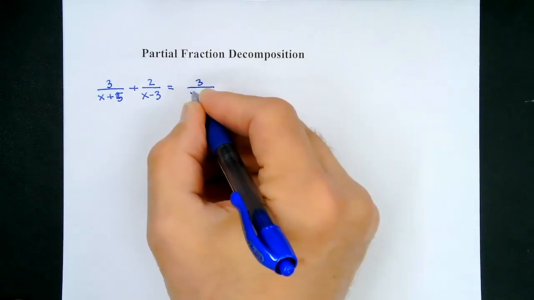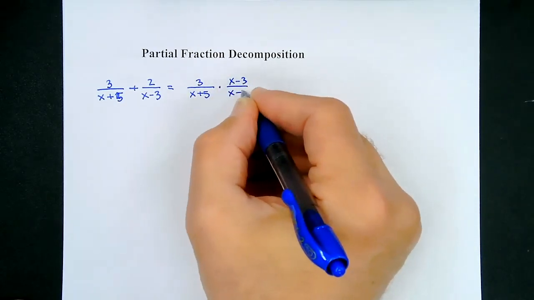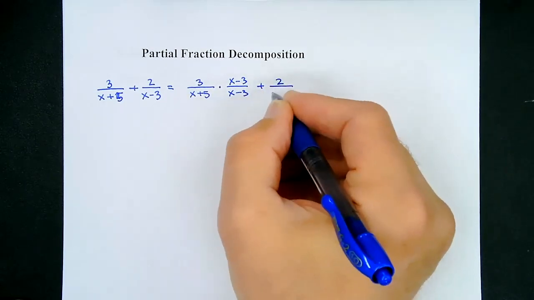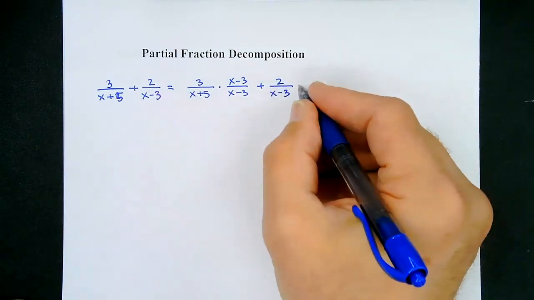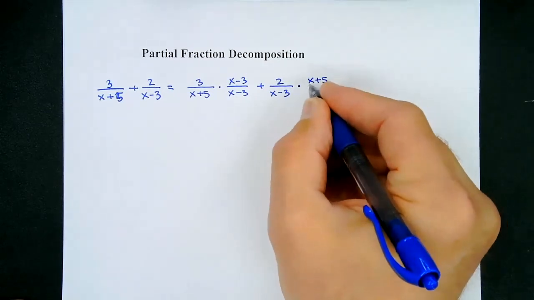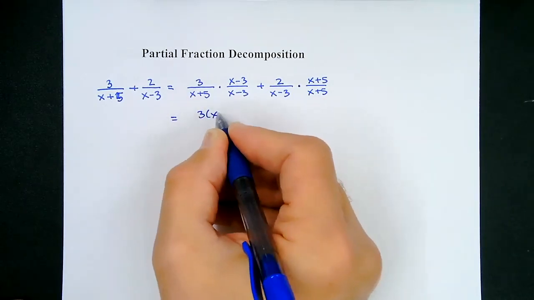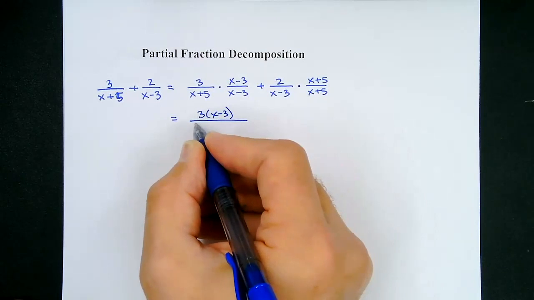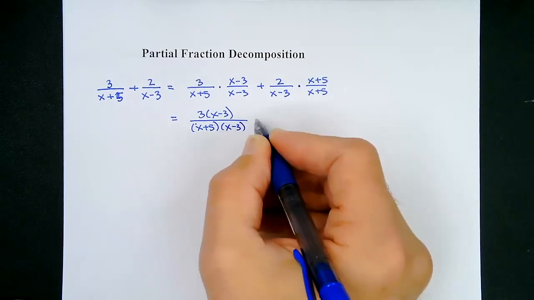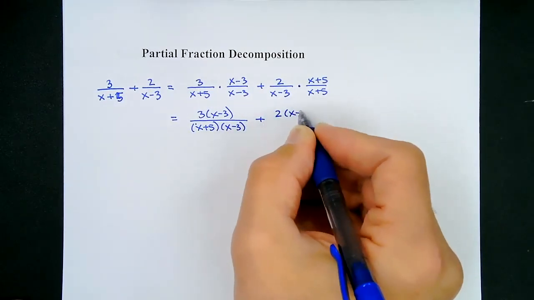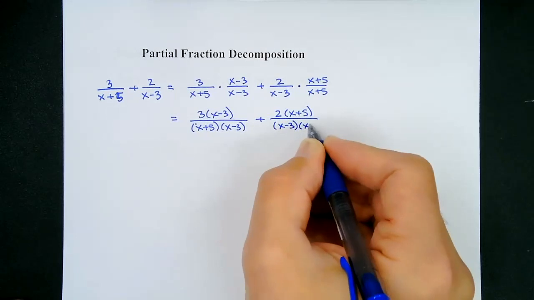So 3 over x plus 5 times x minus 3 over x minus 3, and then plus 2 over x minus 3. And I would need to multiply top and bottom by x plus 5 over x plus 5. And so this becomes 3 times x minus 3 over x plus 5 times x minus 3, plus 2 times x plus 5 over x minus 3 times x plus 5.